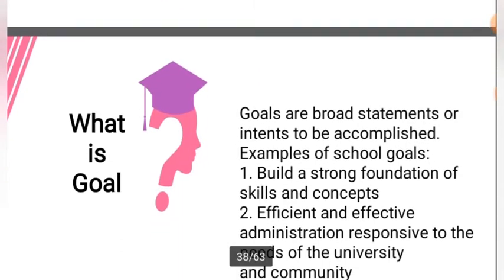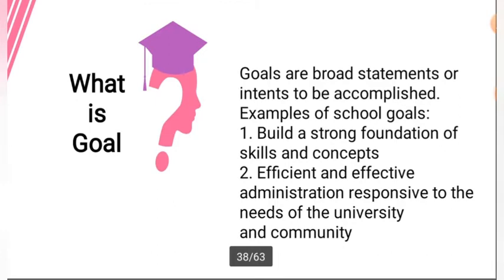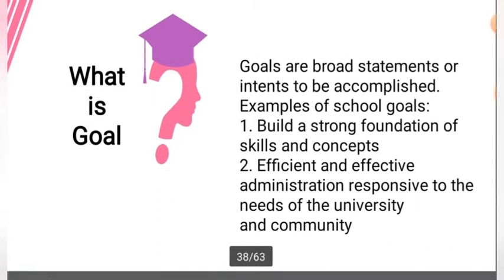Next is, what is goal? Goals are broad statements or intents to be accomplished. Data for the sources of school goals may include the learners, the society, and the fund of knowledge. Examples of school goals are build a strong foundation of skills and concepts, and efficient and effective administration responsive to the needs of the university and community. So those are broad statements or intents to be accomplished.